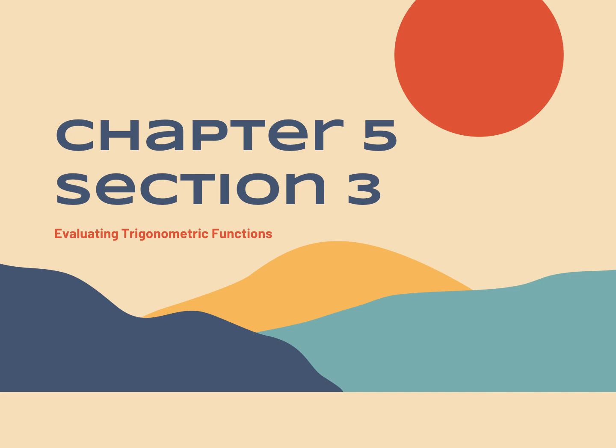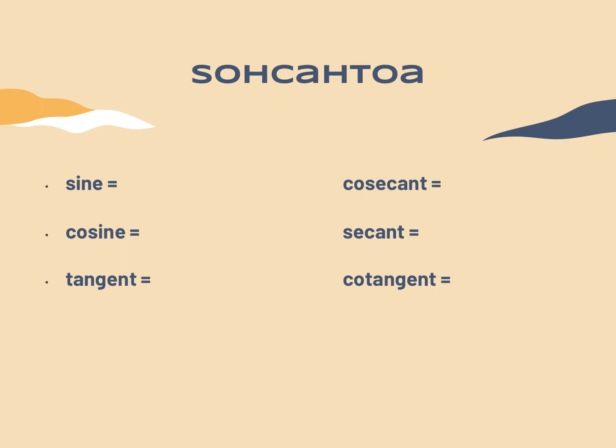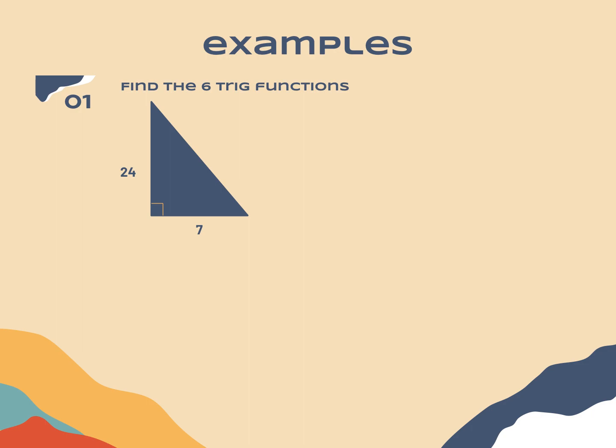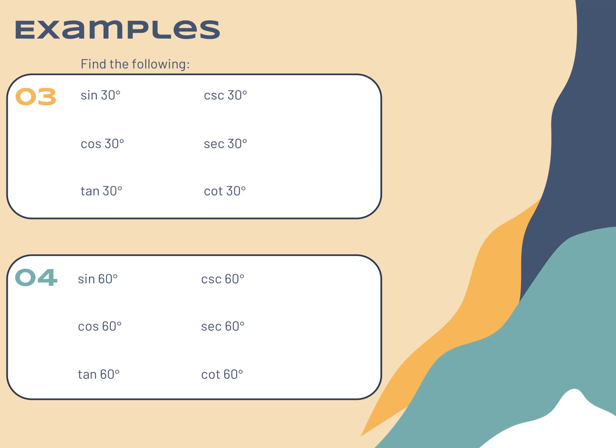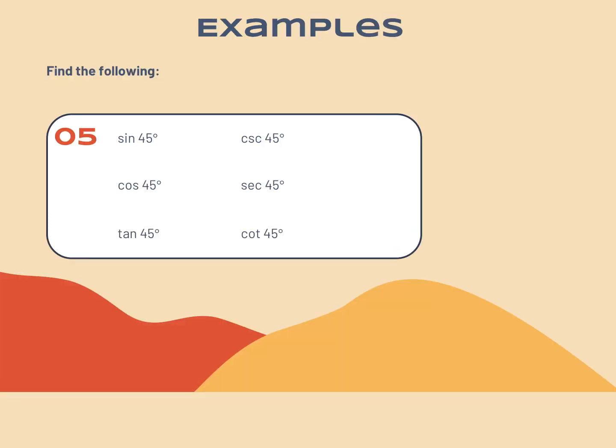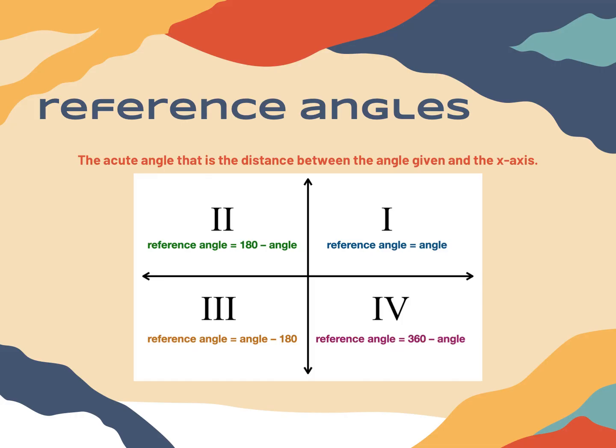Okay, so today will be day 2 of chapter 5, section 3. On day 1, we reviewed our geometry skills of our SOHCAHTOA. We did a few examples. We also reviewed the special right triangles and did some examples of finding the 6 trig functions for the 30, the 60, and the 45-degree angle. And you're not going to be using your calculator when you do questions like these. You will have to draw special right triangles.